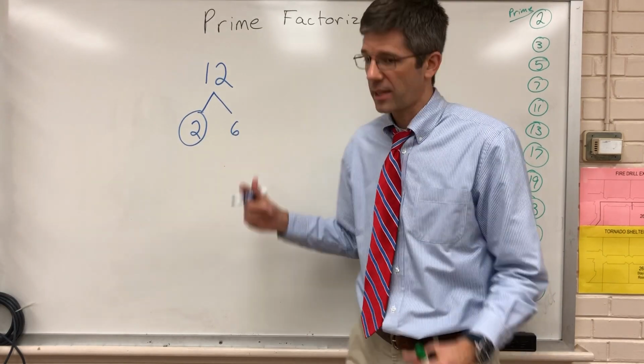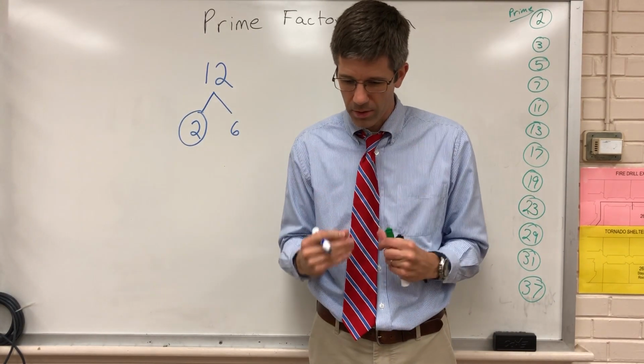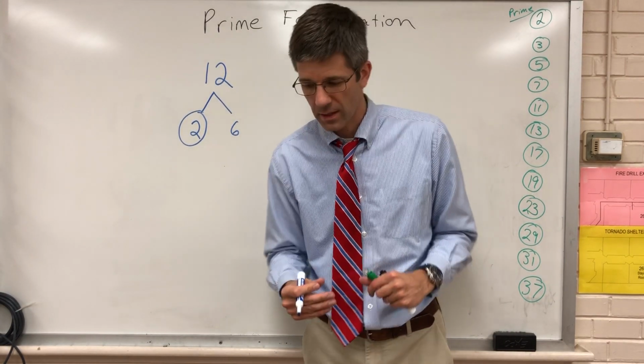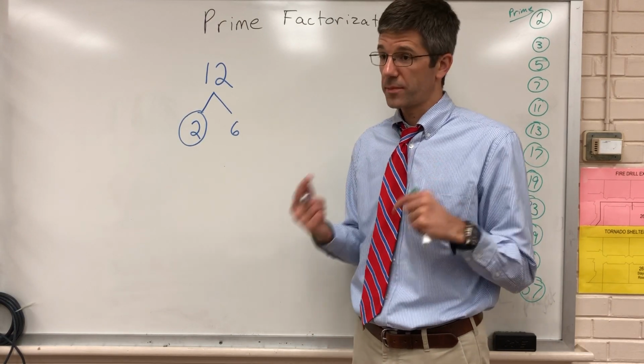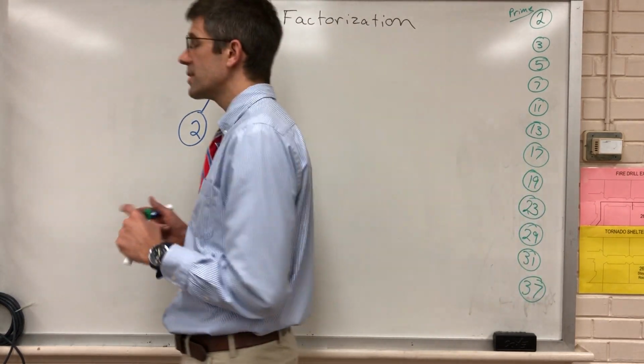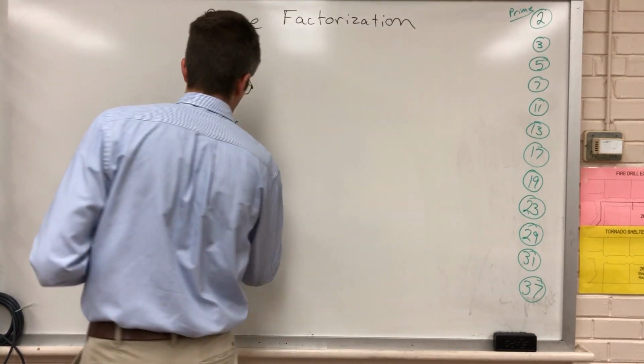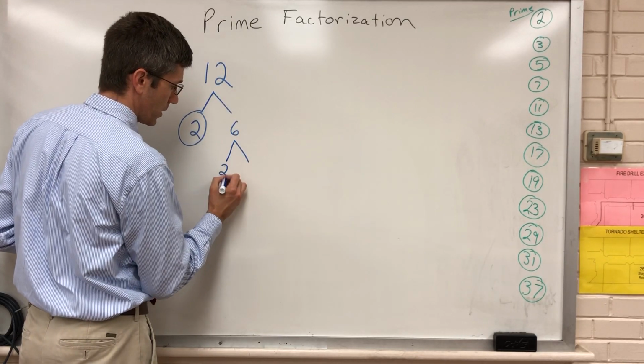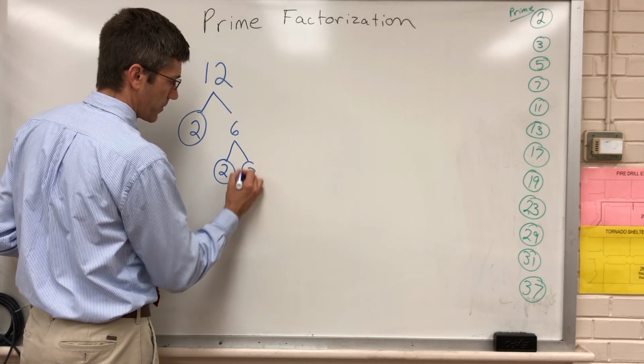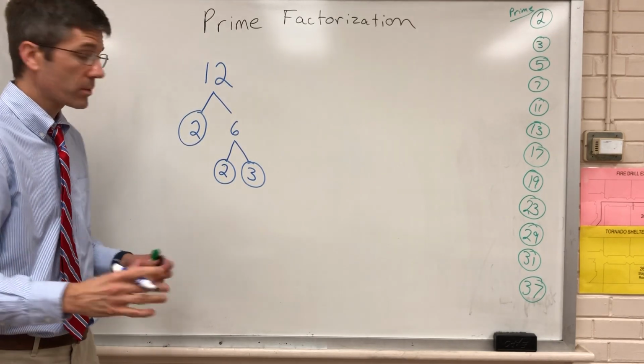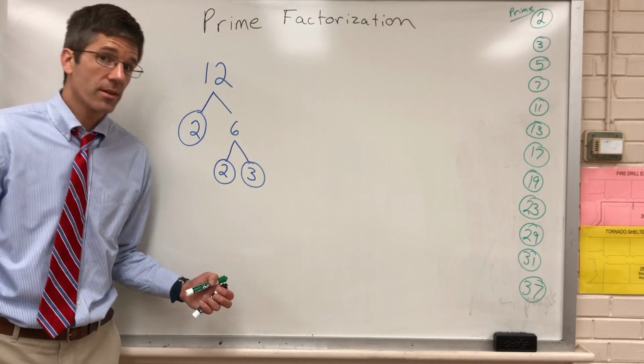Now let's come over here to 6, and I think, okay, two numbers multiply to give me 6. So I could do 1 times 6, or I could do 2 times 3. Let's not do 1 times 6. Let's do 2 times 3. And both of those are prime. So we're done. We just factored the number 12.